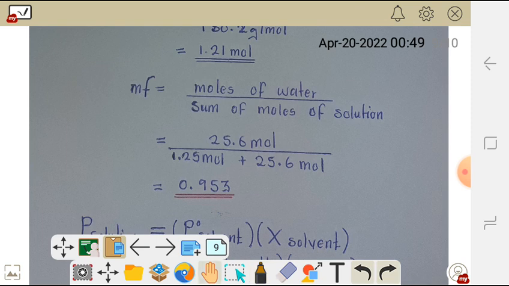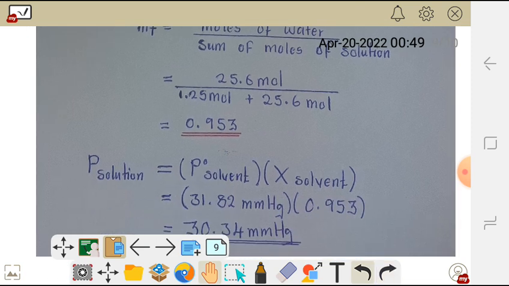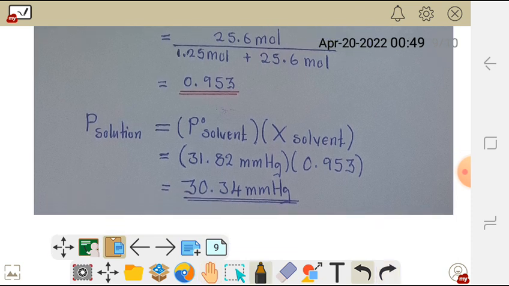Now we can calculate the vapor pressure. Our vapor pressure is given by the formula, the pressure of the pure solvent multiplied by the mole fraction of the solvent. So the vapor pressure of the solvent we were given to be 31.82 millimeter mercury, multiplied by 0.953, which is our mole fraction we found there. So our vapor pressure for that solution should be 30.34 millimeter mercury.